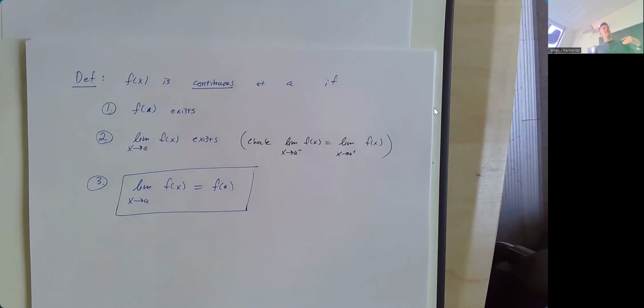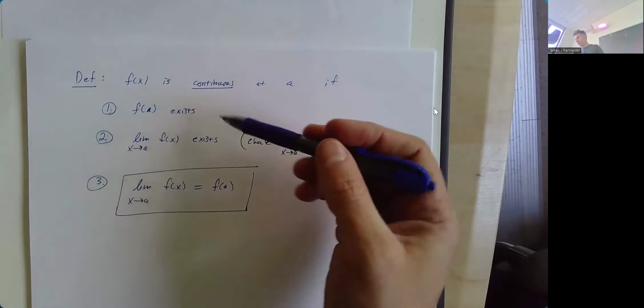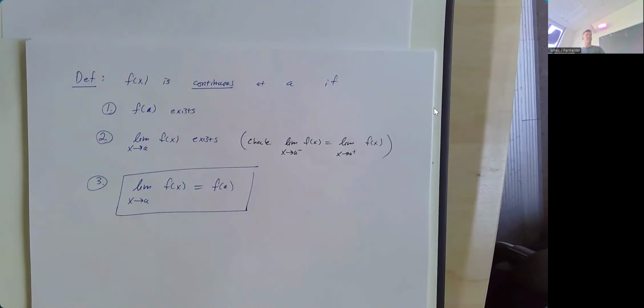And if it's not, say it's discontinuous. And then check if 2 is true. And if it's not, it's discontinuous. And then finally, if 1 and 2 are both true, then check to see if they're the same. If they're not, it's discontinuous. So if any one of these three things fails, your function is discontinuous at the point of interest. If none of them fail, then your function is continuous there.